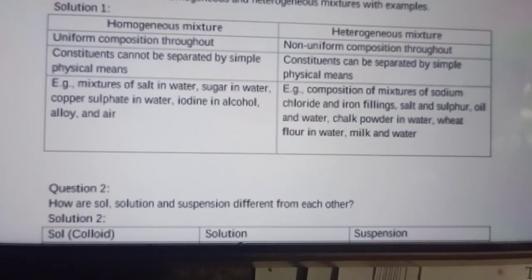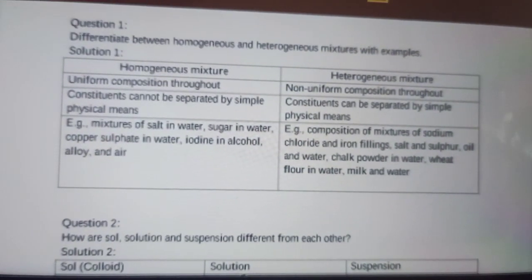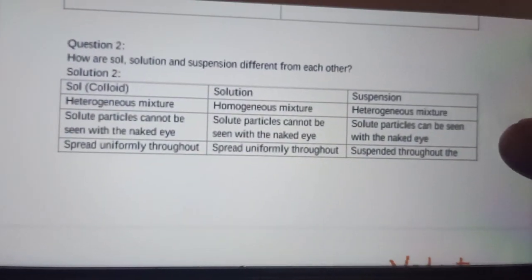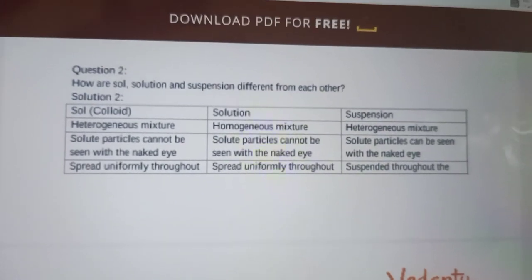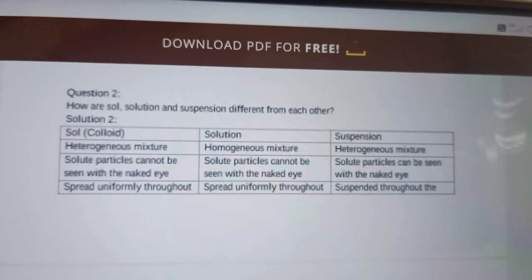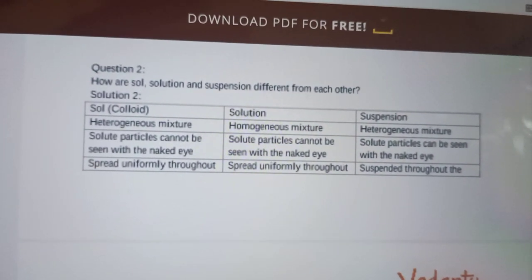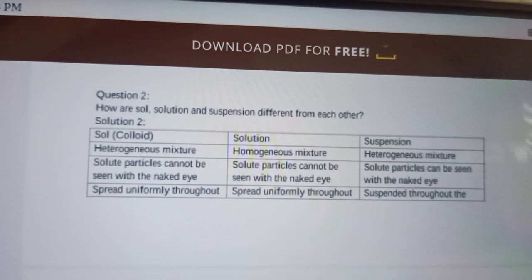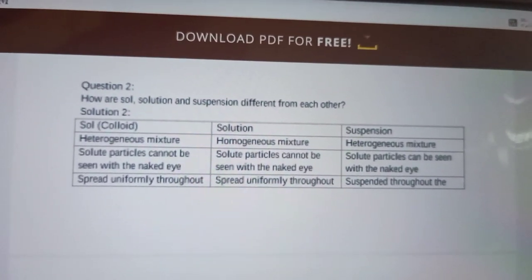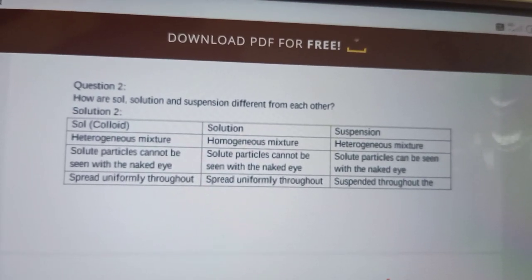Question second, how are solution and suspensions different from each other? Solution is a homogeneous mixture, and suspension is a heterogeneous mixture. The second point: in a solution, solute particles cannot be seen with the naked eye.